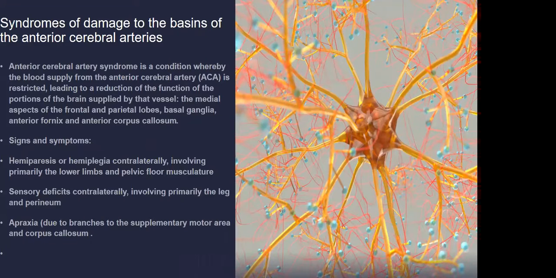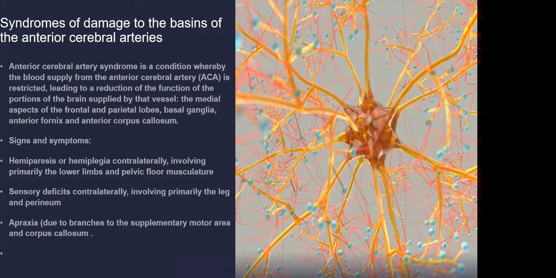We have the syndrome of damage to the brain of the anterior cerebral artery. Anterior cerebral artery syndrome is the condition whereby the blood supply from the anterior cerebral artery is restricted, leading to the reduction of the function of the portion of the brain supplied by that vessel.